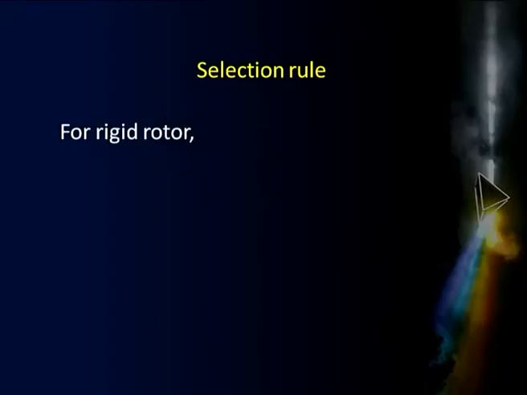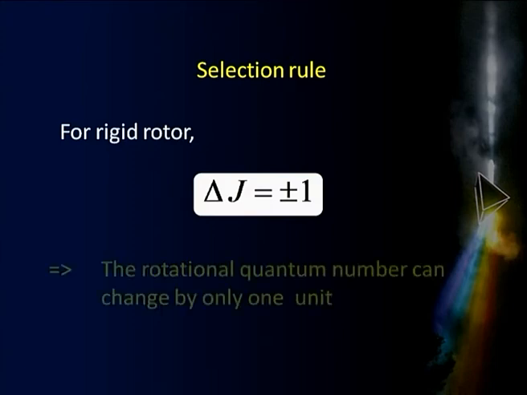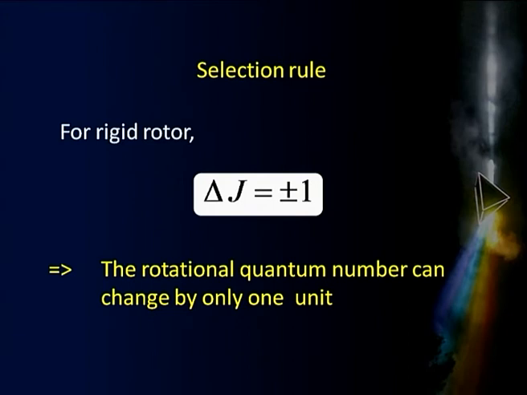The next thing we need to talk about is the selection rule. The selection rule for a rigid rotor happens to be very simple: delta J is equal to plus or minus 1, which means the rotational quantum number can change only by 1 unit. That means you can have a level 0 to 1 transition, or 1 to 2, 2 to 3 and so on, or the reverse order, say 3 to 2, 2 to 1 or 1 to 0. So, it can change only by a unit.